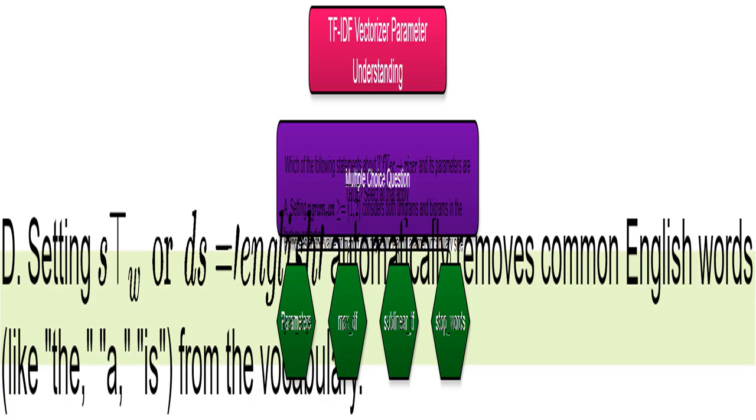This section introduces the main parameters of the TF-IDF vectorizer that the quiz covers: ngram_range, max_df, sublinear_tf, and stop_words. Let's dive into each one. These settings control how the text is converted into numerical data.